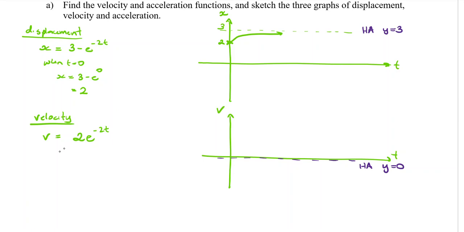Okay, so put time equals 0 in, which will be velocity equals 2e to the 0, which is 2, which is like just before, starting at 2 here, but this time its velocity is getting slower. It's getting closer and closer to 0. It's slowing down.